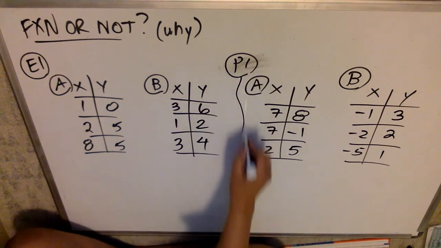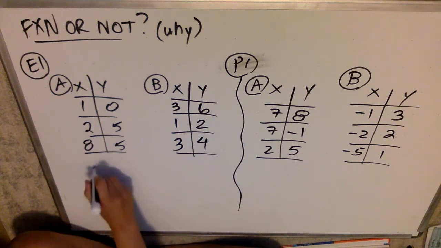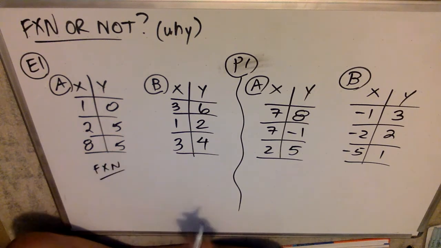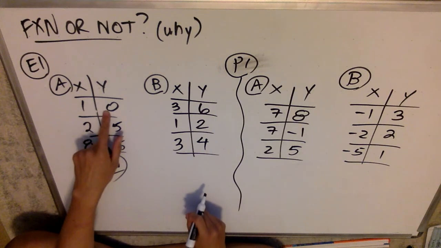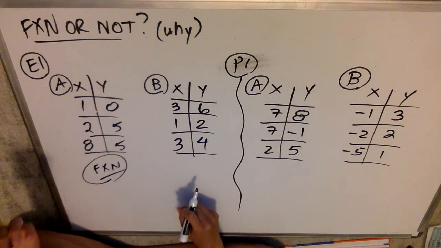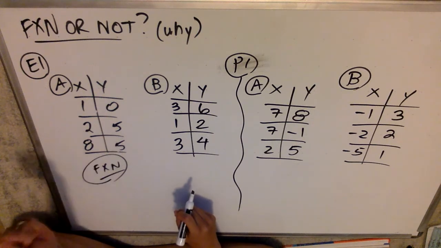So E1 and P1, is it a function or not? And if not, highlight why it's not. Okay, so remember, fundamentally, what makes something not a function is if there is an x value that repeats, because that means that that x value is paired with more than one y value. So this one is a function, right? Because if you gave me an input, if you said, okay, Hogan, input is 1, I would be able to answer that the output has to be 0, right? If you said, hey, Hogan, the input's 8, I'd be like, cool, 8, output of 5. Hey, Hogan, the input's 2, boom, output's 5.